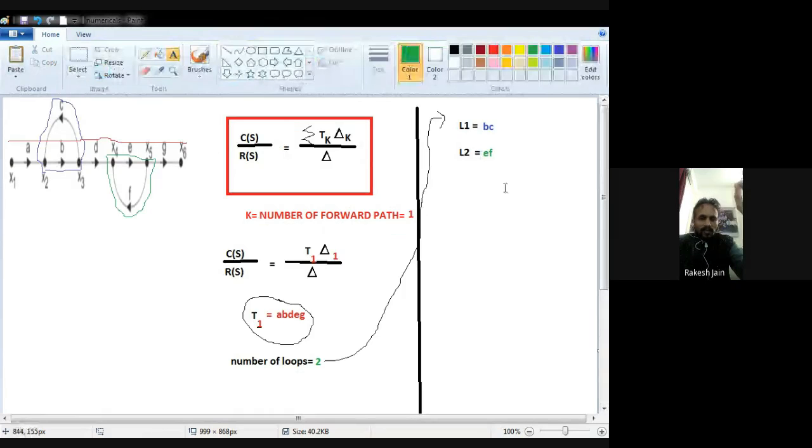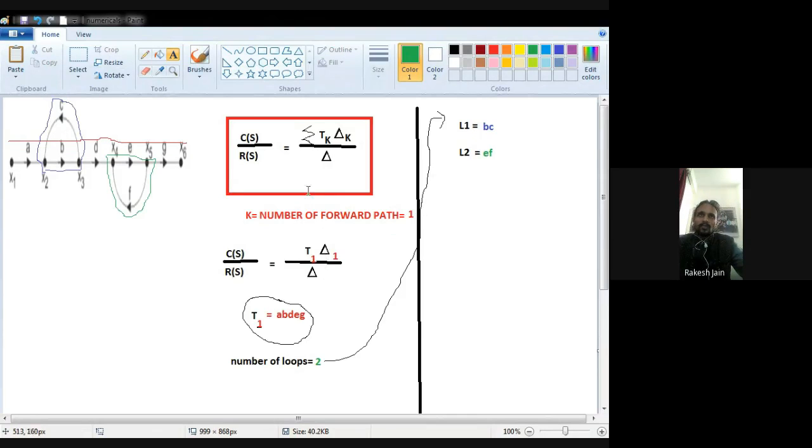I will repeat once. First of all, write down the formula, then find out the number of forward paths, K. Replace the formula, Cs upon Rs. Then find out the forward path gains, T1, T2, up to T3 depending on the question. Then find out the number of loops and the loop gains. Now how to find del 1, del 2, del 3?